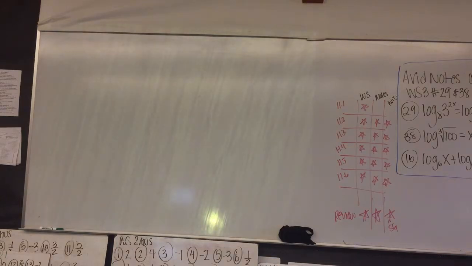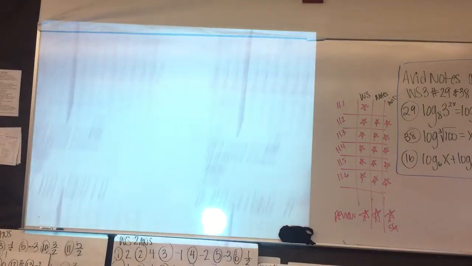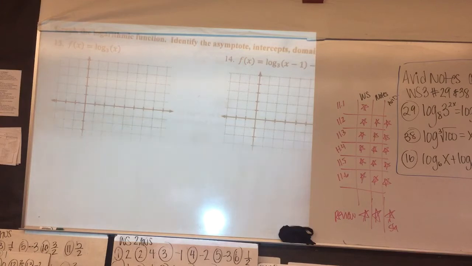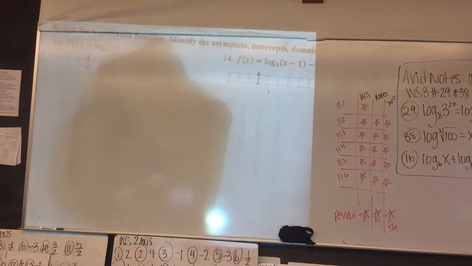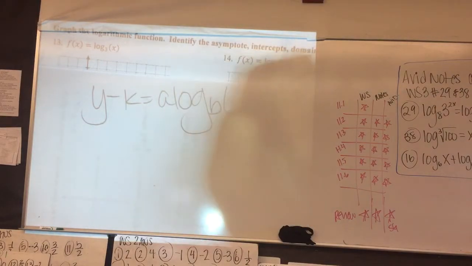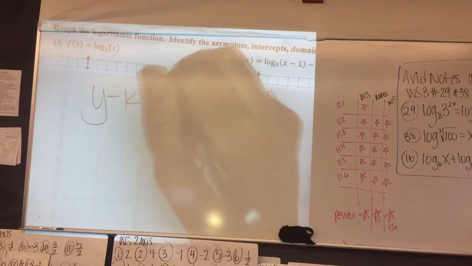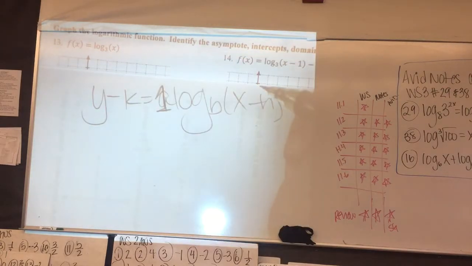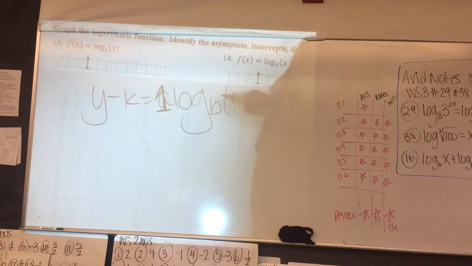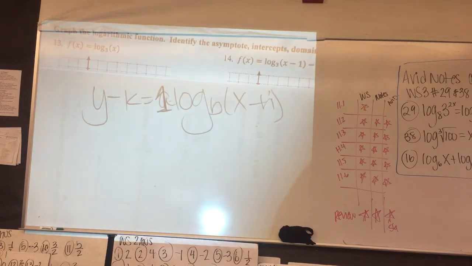13 is a graph. Okay, so let me review graphing of logarithms with you. Logarithms have a parent or a transformation equation that's y minus k equals a times log b of x minus h. Now in our class, Math 3, we always have a 1 there. You'll learn how to stretch logarithms with a different a value in advanced math. They're kind of tricky. Just be ready for that.